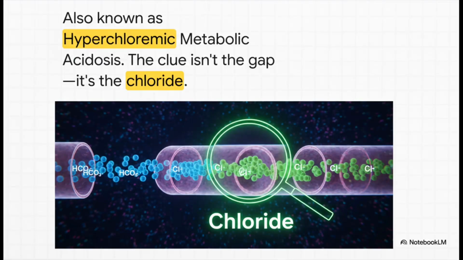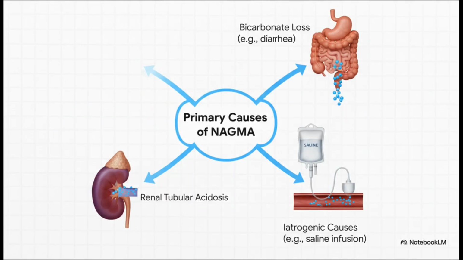So in a normal anion gap metabolic acidosis, or NAGMA, the problem isn't a new acid being added. No, the problem is that we're losing bicarb. But remember, the body has to keep its charges balanced. So to make up for that lost negative bicarb, the kidneys desperately hold on to another negative ion, chloride. The result? The chloride level goes up. So in these cases, the gap isn't the clue. The high chloride is.